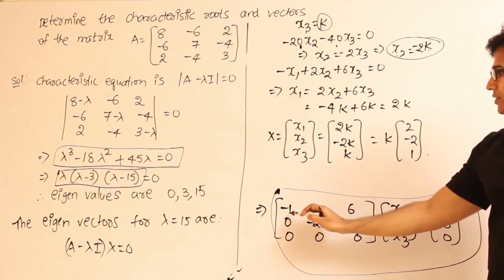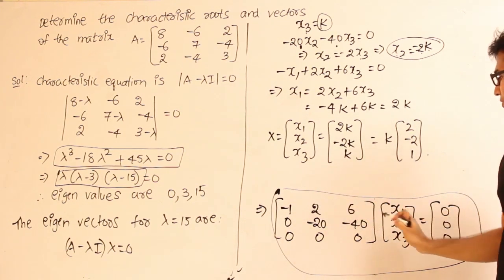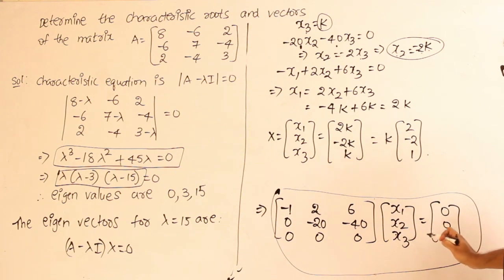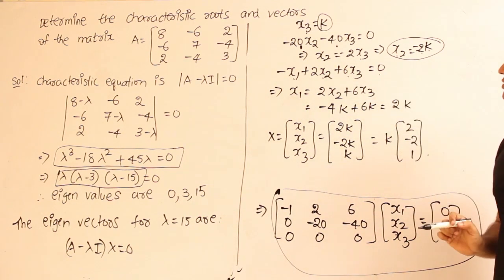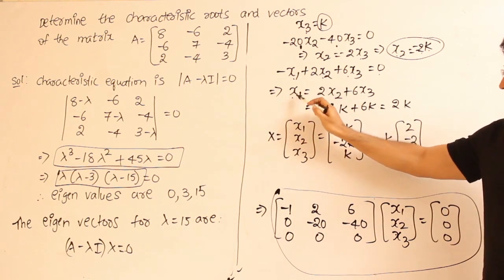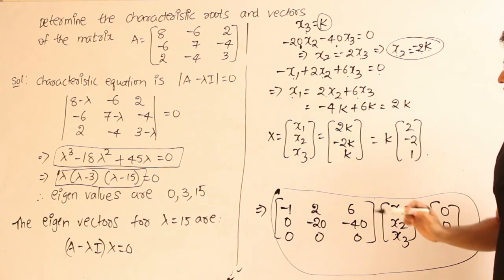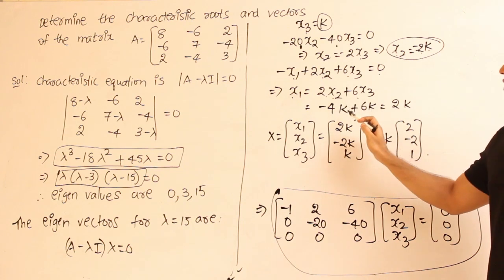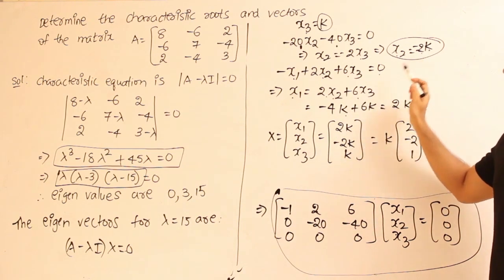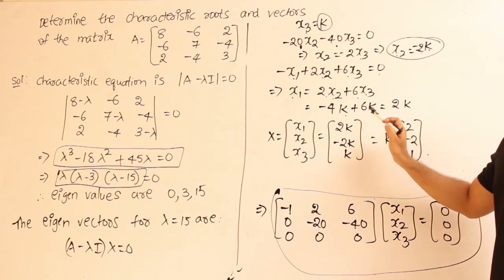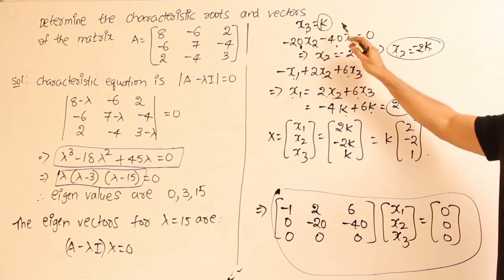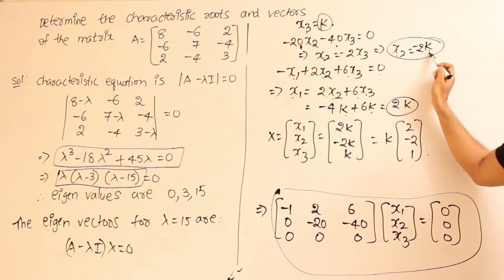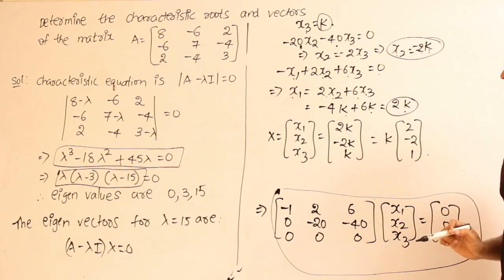And then the other equation is minus x1 plus 2x2 plus 6x3 equal to 0. So from this you can see that x1 equal to 2x2 plus 6x3. So in place of x2 you substitute the value minus 2k, and in place of x3 you substitute k. Therefore you are going to get 2k. Therefore x3 equal to k, x2 equal to minus 2k, and x1 equal to 2k.